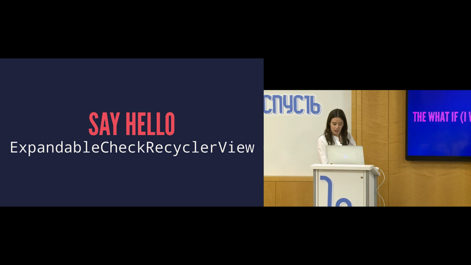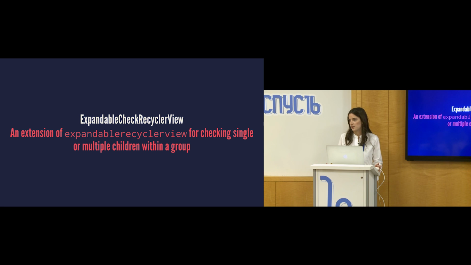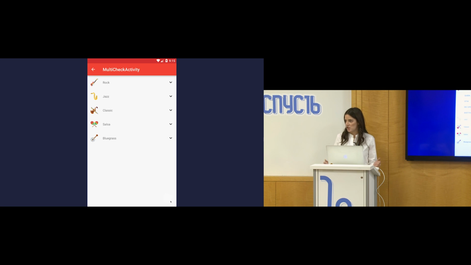And if you were also like my client and you wanted even more, there's the expandable check RecyclerView library. This is another extension. This one allows for checking of multiple or single children. Looks just like this. In the case of that fashion app, it was really helpful because you could select what filters you wanted.